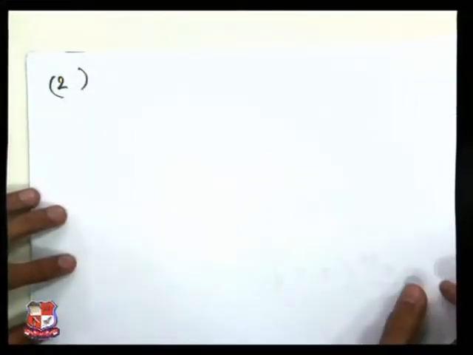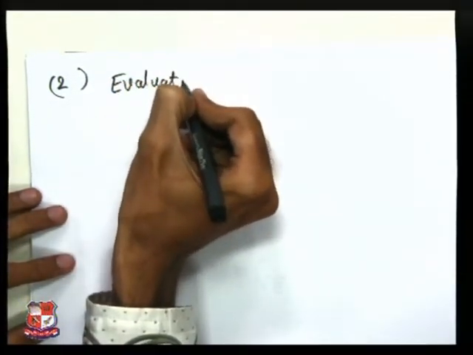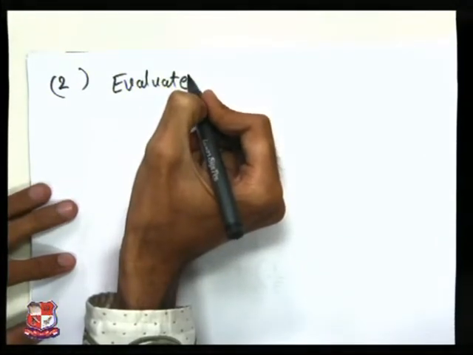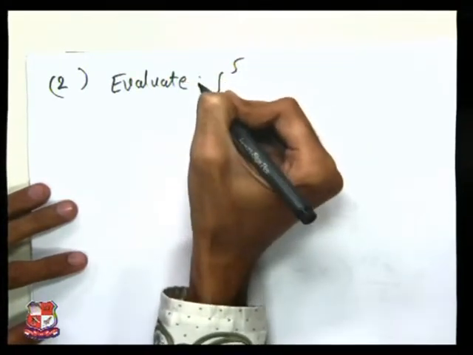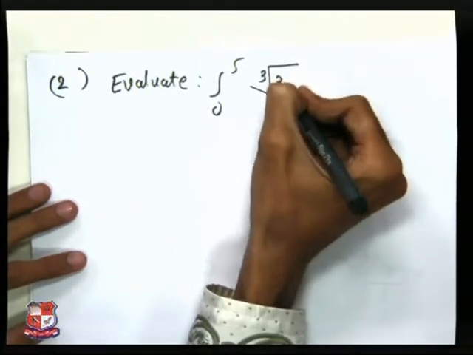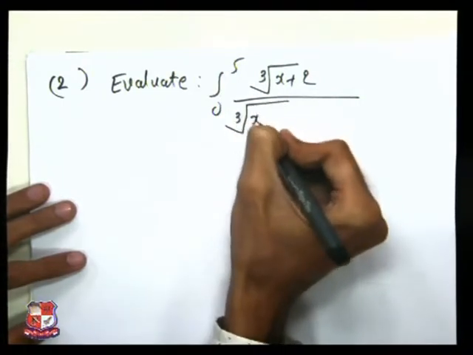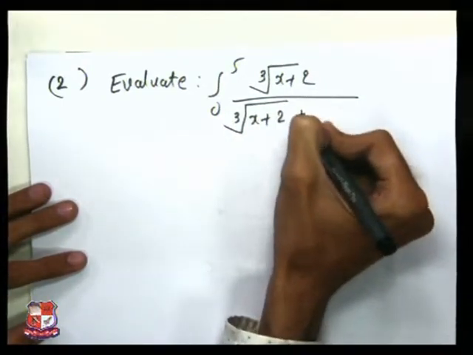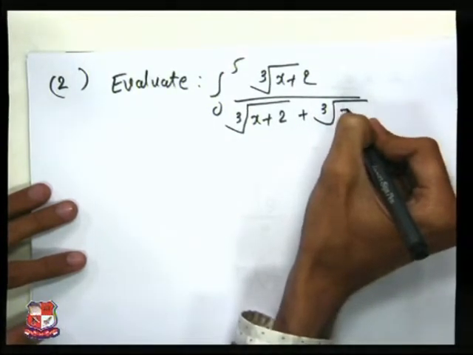Now let us try to solve the second example of 4b. The question is: evaluate the integration over 0 to 5 of cube root of x plus 2 upon cube root of x plus 2 plus cube root of 7 minus x into dx.